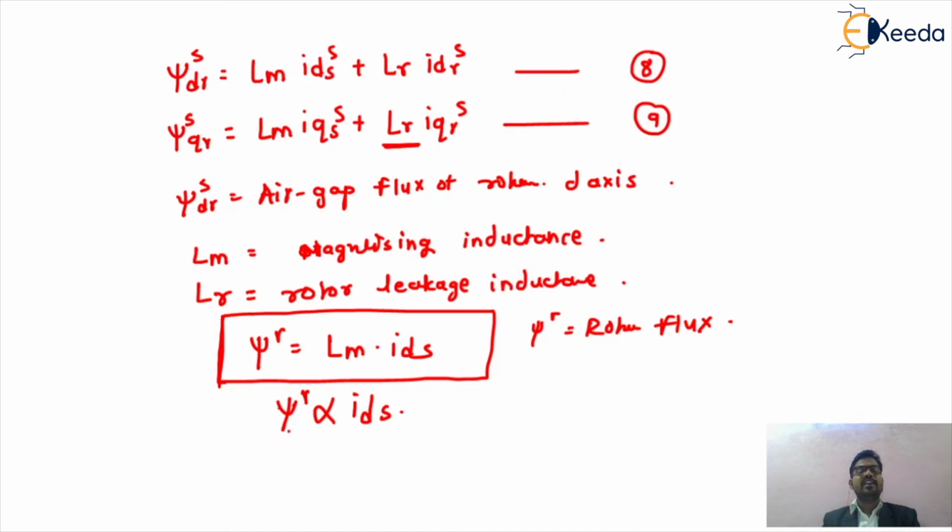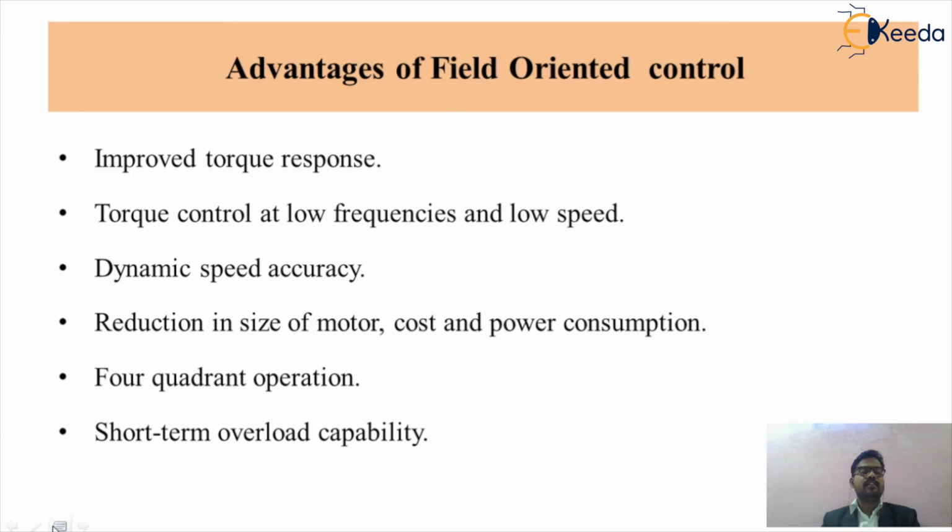So in the indirect control scheme, friends, we are controlling the value of the rotor angle indirectly, in terms of the slip angle. So that is the very basic and fundamental concept of the indirect vector control scheme. After that, we can understand the different advantages of the field oriented control scheme.